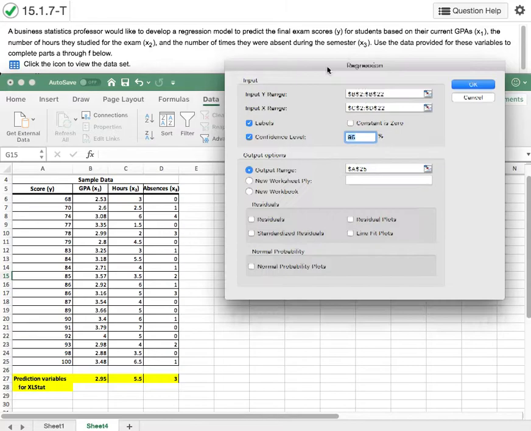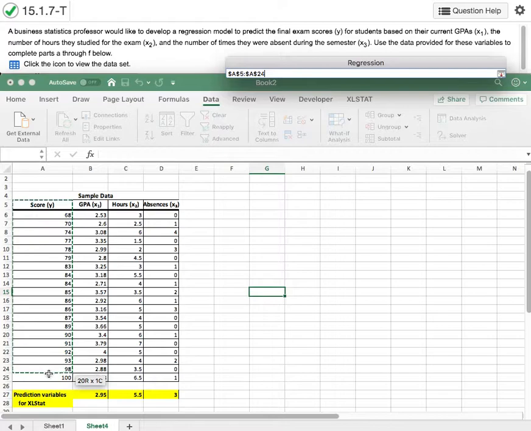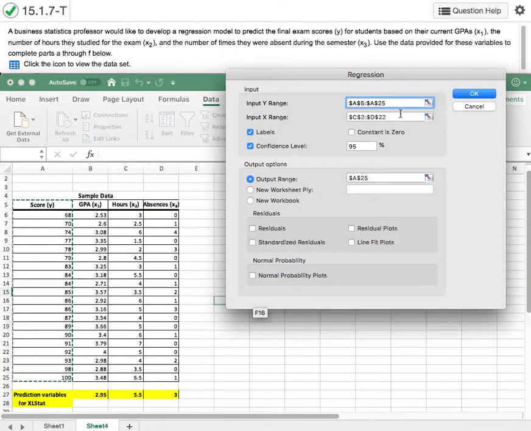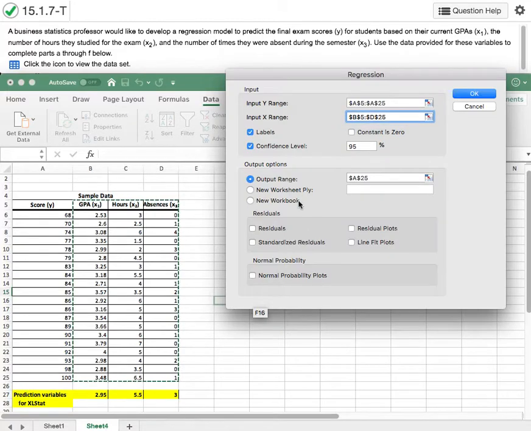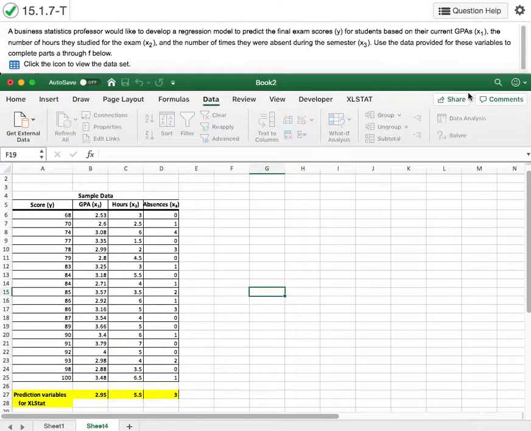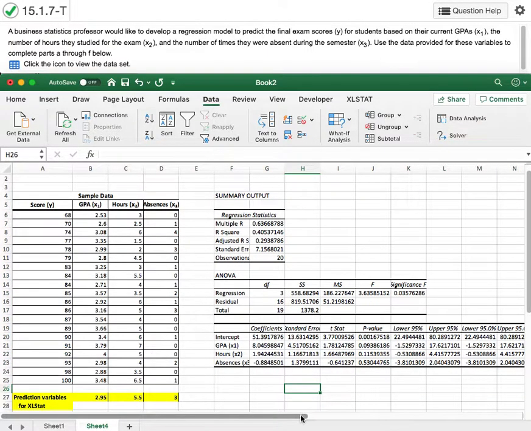the data analysis toolpack. So we've got our y variable here, which is a score. It's our dependent variable. And then we have our three independent variables, GPA, hours, and absences. And we are using a 95% confidence level, so alpha of 0.05. And the output range, try to get in the view here. Okay, so this is our output for the data analysis toolpack.